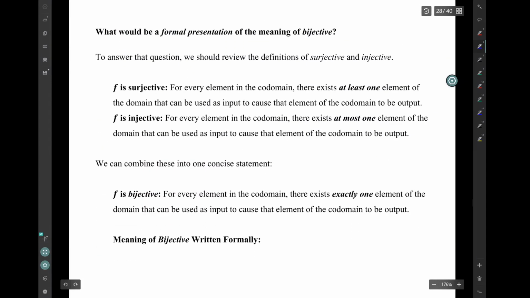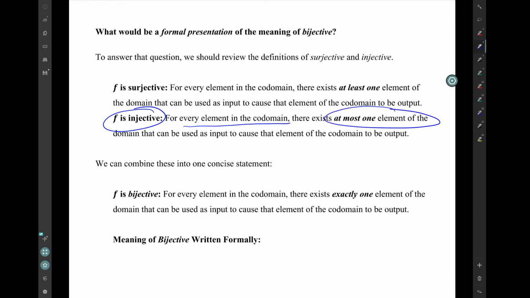Let's go on. Now, what would be a formal presentation of the meaning of bijective? Well, to answer that question, we should review the definitions of surjective and injective. To say that a function is surjective means that for every element in the codomain, there's at least one element of the domain that can be used as input to cause that element of the codomain to be output. To say that a function is injective means that for every element in the codomain, there's at most one element of the domain that can be used as input. There's never more than one input that causes the same output.